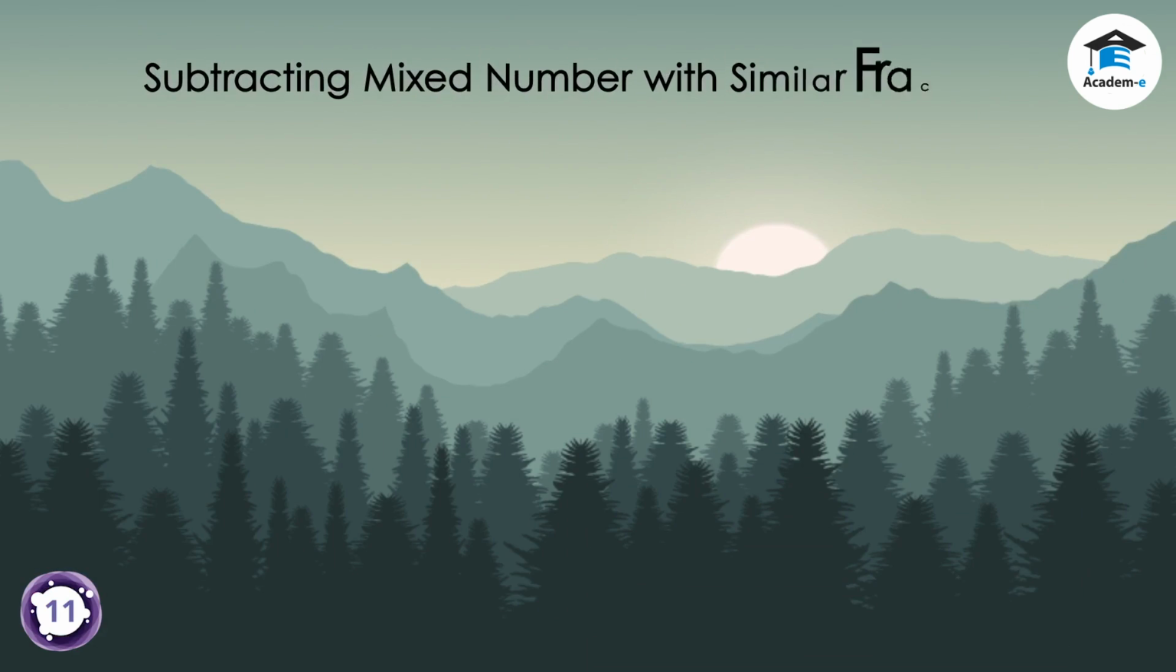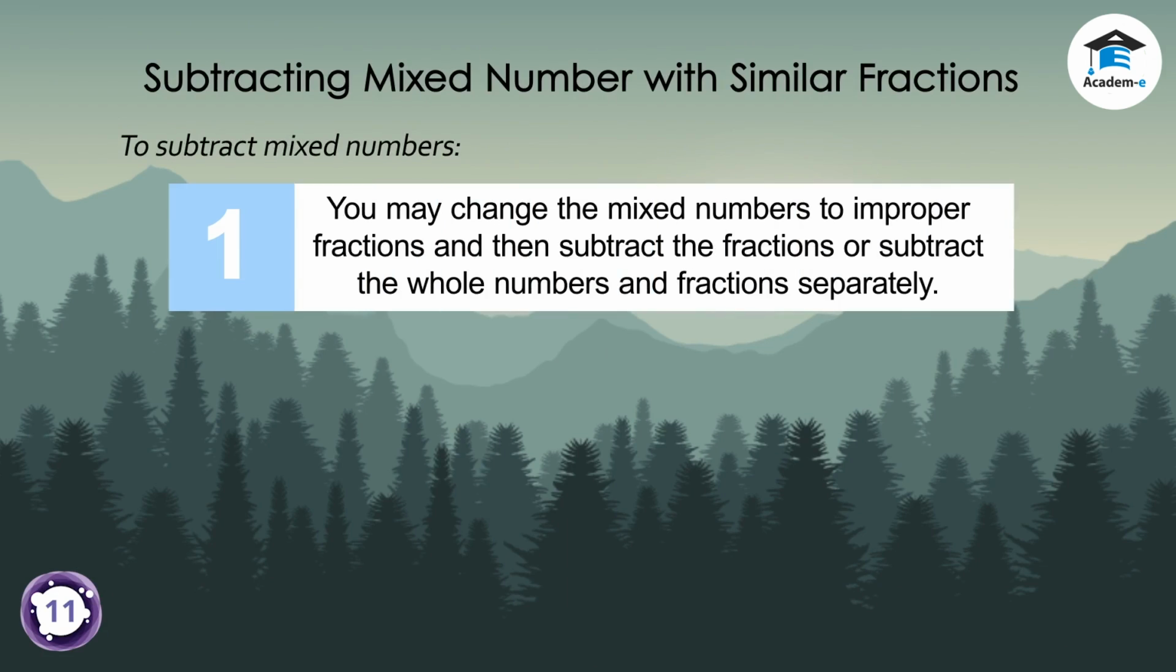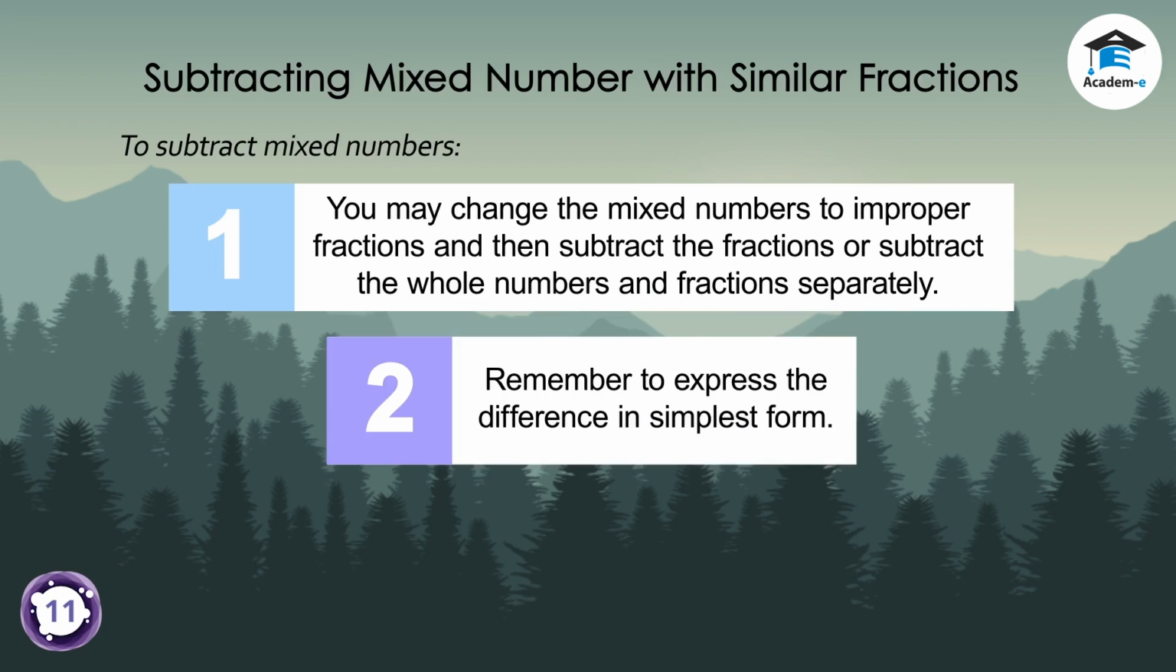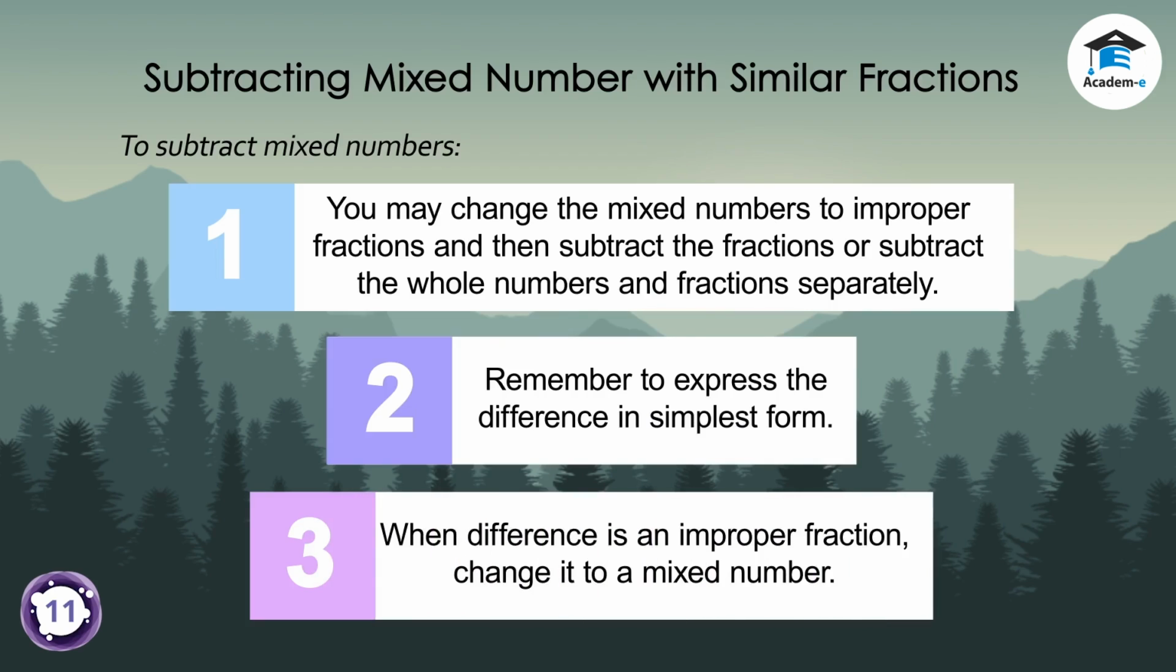Subtracting mixed number with similar fractions. To subtract mixed numbers, first, you may change the mixed numbers to improper fractions, and then subtract the fractions or subtract the whole numbers and fractions separately. Remember to express the difference in simplest form. Finally, when the difference is an improper fraction, change it to a mixed number.